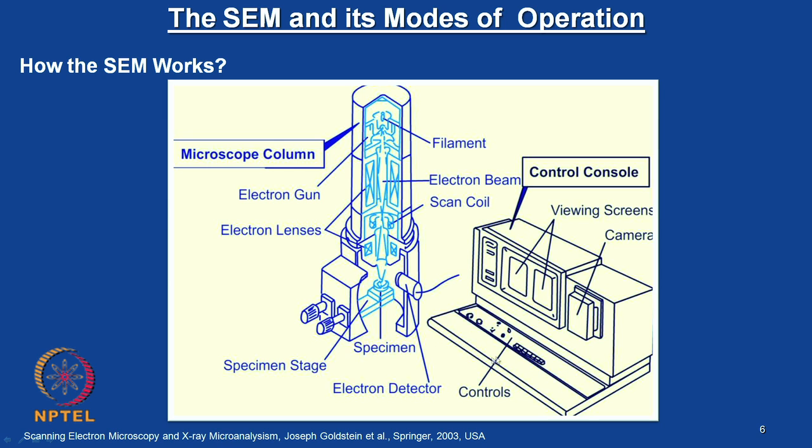And on the right hand side you have the CRT screens, viewing screens, and then camera where all these scanned images are being used. So this is a primary classification of this equipment: microscope column and a control console.